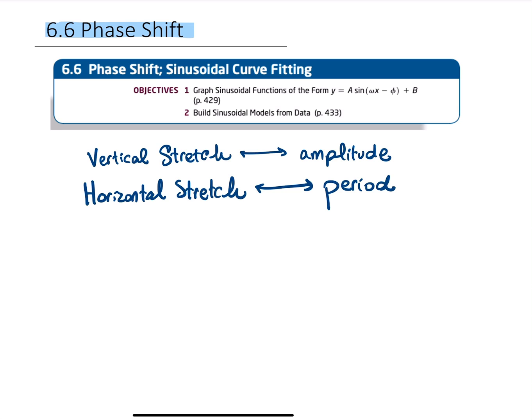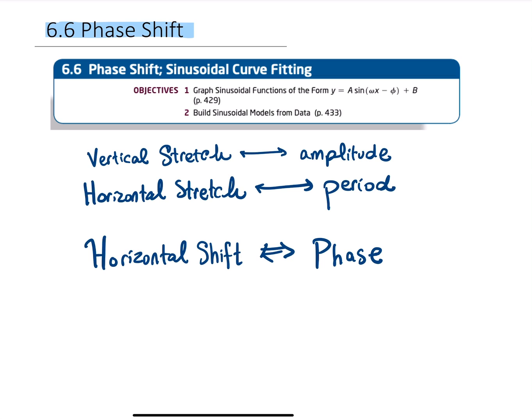A vertical shift didn't really have a special name, but you could see that as affecting the sinusoidal axis, like the axis in which, say, a sine or cosine wave is fluctuating around. That will shift the location of that either up or down. But something we haven't discussed yet is a horizontal shift, a horizontal movement. And this is what we're going to call a phase shift.